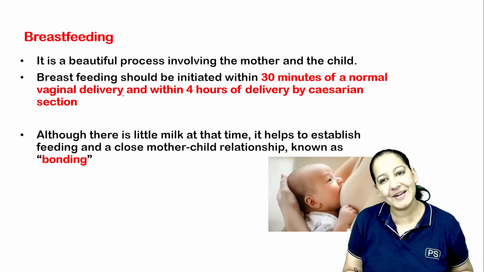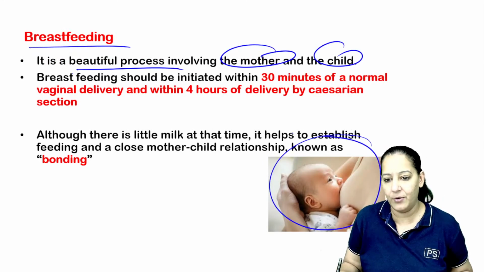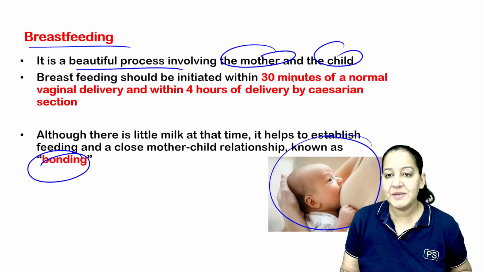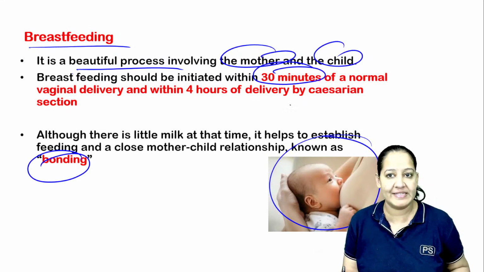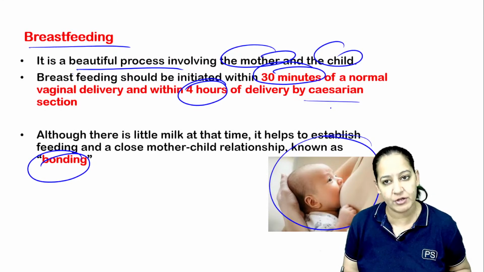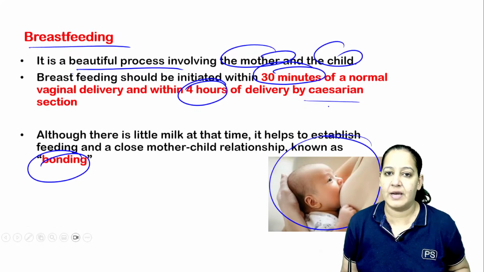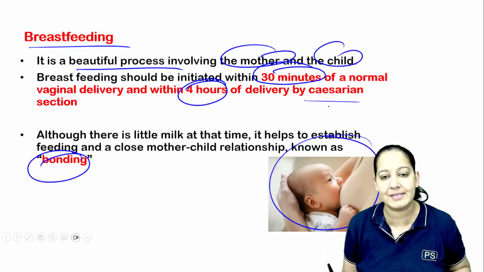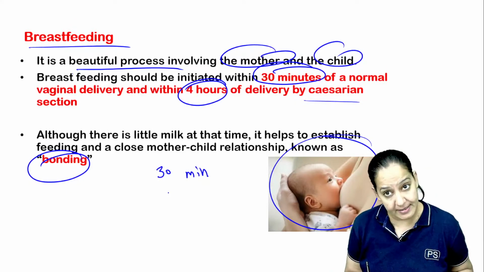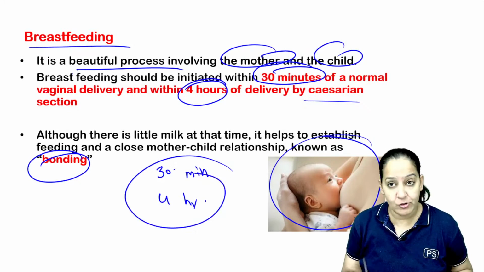Let's start breastfeeding. What is breastfeeding? Breastfeeding is a beautiful process involving the mother and the baby. It creates a bonding between the mother and the baby. When should it be started? It should be started within 30 minutes of normal delivery and within 4 hours of cesarean section, because during cesarean section the anesthesia is given to the mother, so the mother is out of the OT, out of the anesthesia, a little bit recovered, then we can start the breastfeeding. But in normal delivery it should be started as early as 30 minutes. Both are PYQs. So normal delivery within 30 minutes, and in CS, cesarean section, LSCS, within 4 hours. Both are PYQs, please learn it.